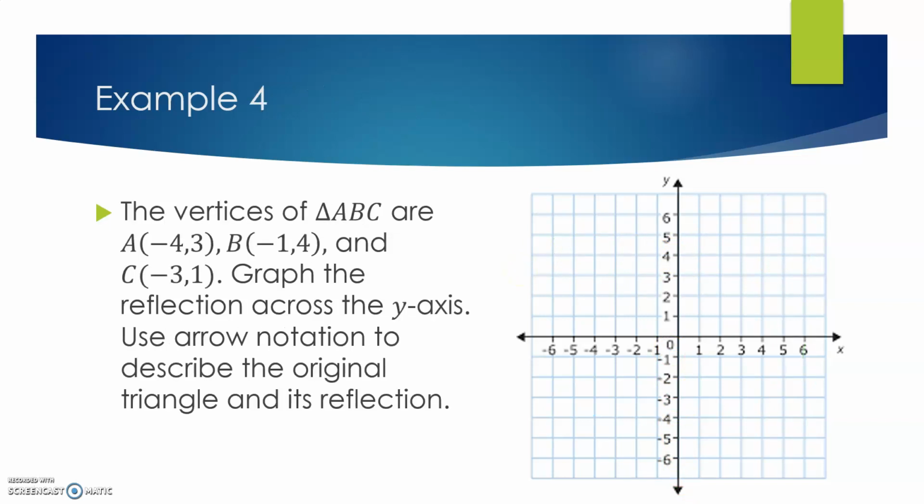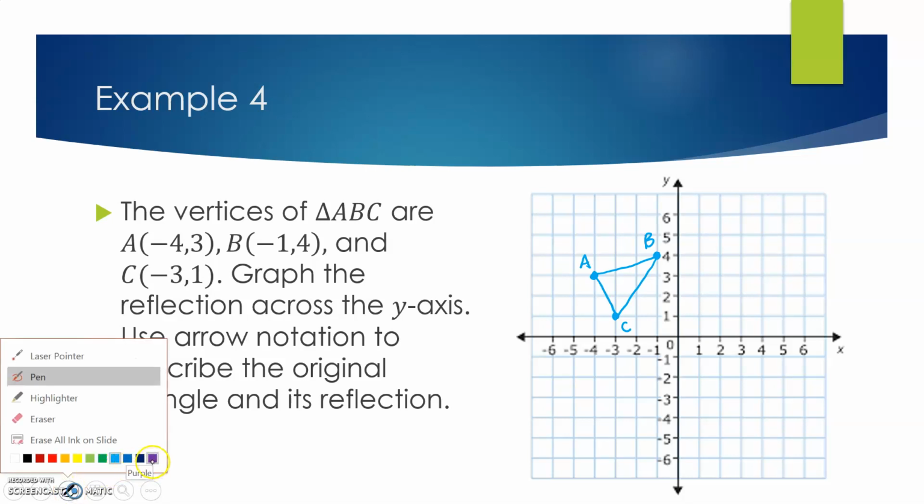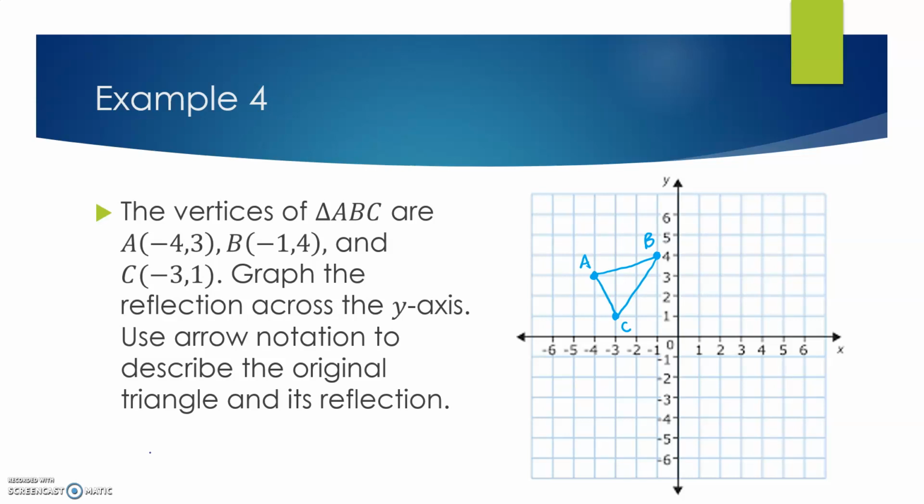Let's make it more complicated. We've got triangle ABC at the given points: (-4, 3) is A, B is (-1, 4), and C is (-3, 1). Graph the reflection across the y-axis, and then use arrow notation to describe the original triangle and its reflection. I'm going to use purple to show my image.